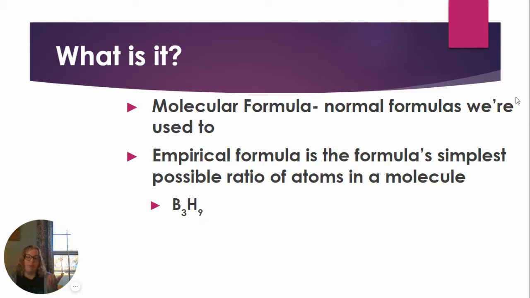So for example, if we take a look at the compound B3H9, that would be its molecular formula. If I want to figure out its empirical formula, I need to find a common factor between the subscripts and then pull that common factor out and reduce it down to get my empirical formula. And in this case, 3 would be my common factor between my subscripts, and I pull that out, and my empirical formula is BH3, okay?